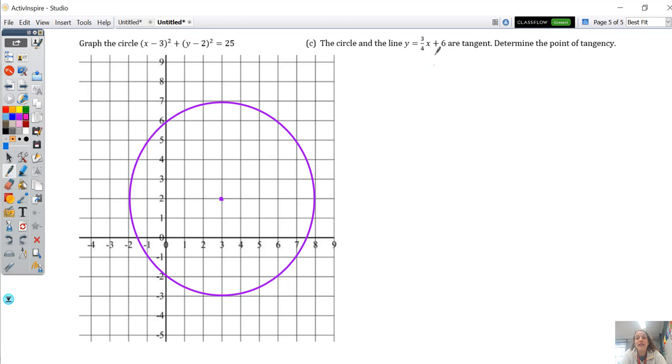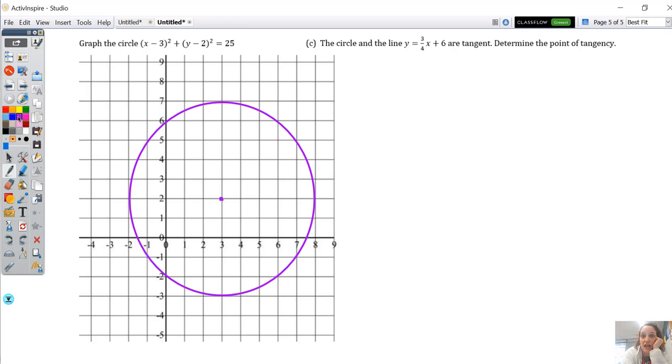We're trying to decide where that line is going to intersect the circle. What is the point of tangency? So we have done this before. We have two different equations. We have an equation of a line and we have an equation of a circle. So we can solve our system of equations.